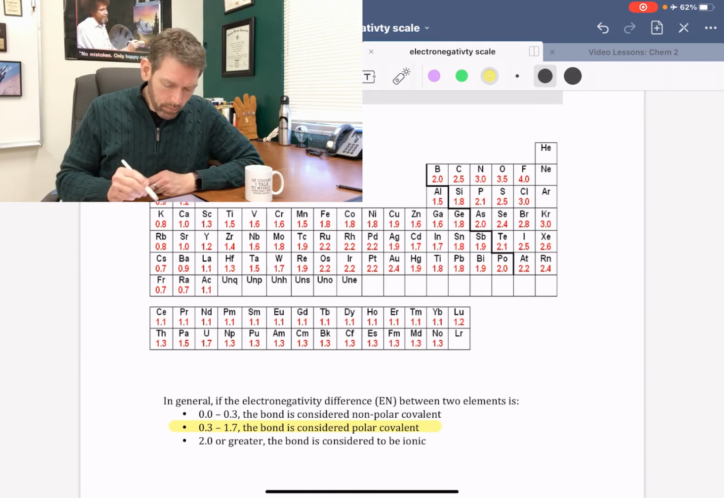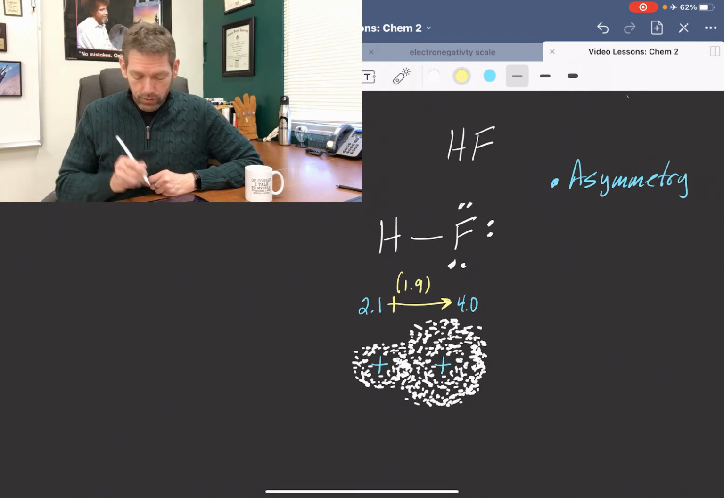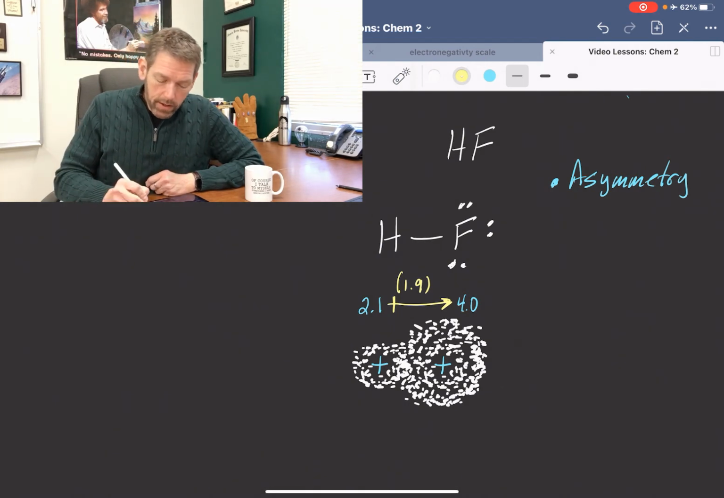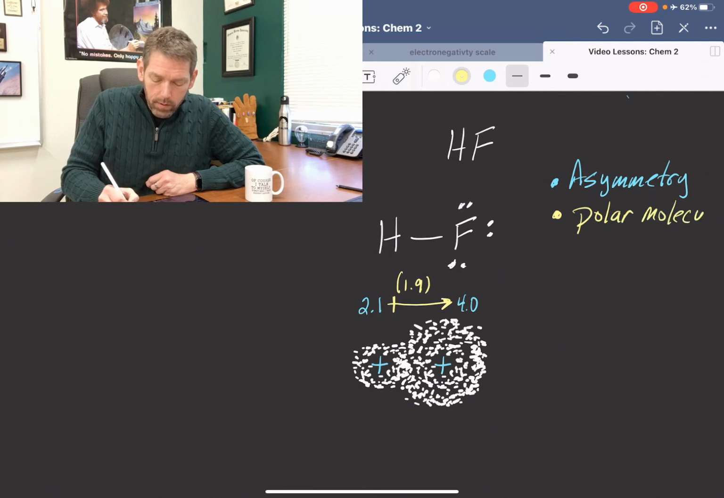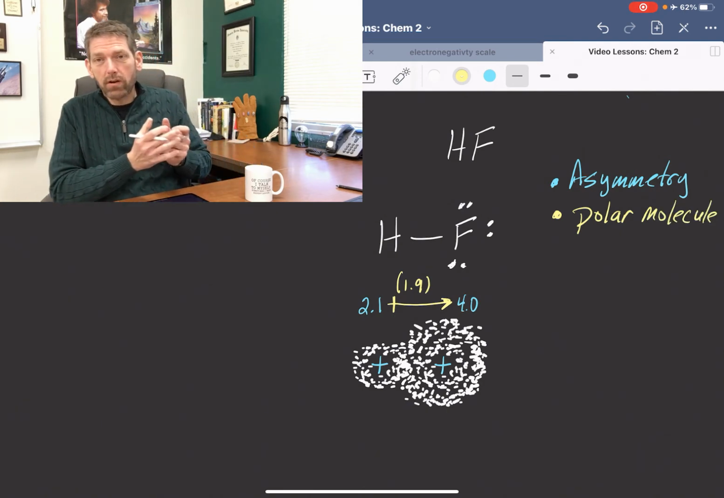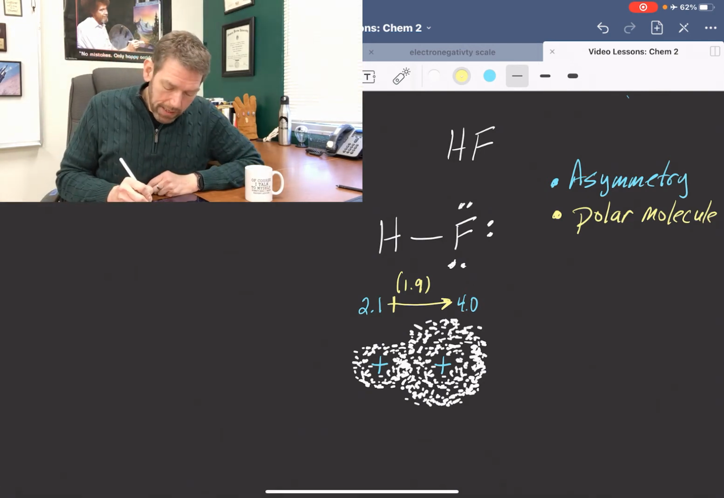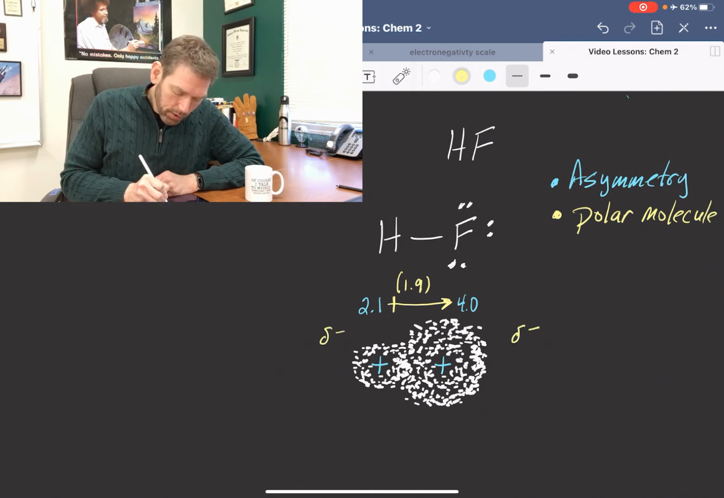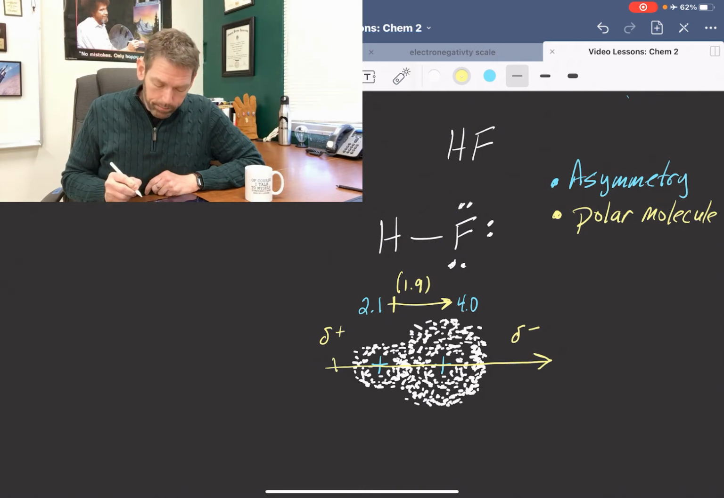Well, what we do is we come over here and we take a look, and we see that due to the asymmetry of this molecule, there's an overall effect of this being a polar molecule. Because due to the asymmetry, we see that there is more electrons on one side of the molecule compared to the other. So we would say that this side of the molecule here is partially negative, and we would say this side is partially positive.